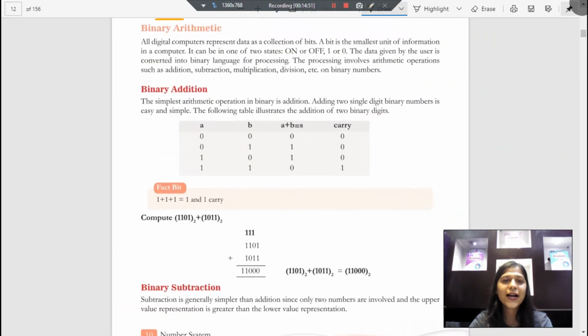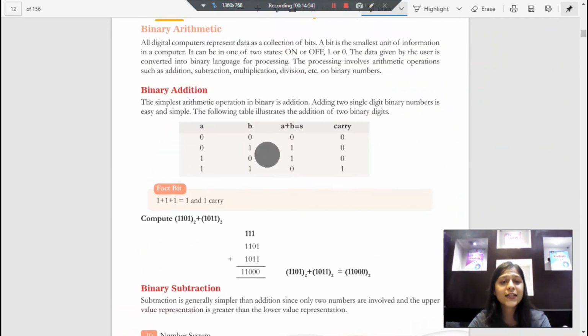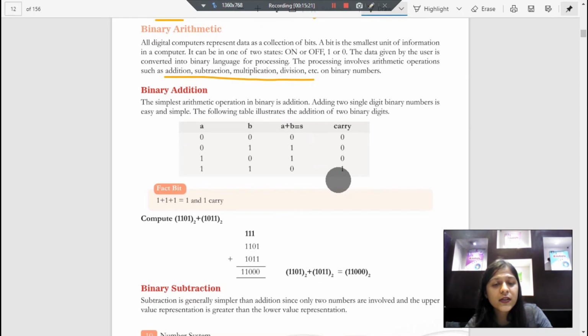Now let's do binary arithmetic, which means addition, subtraction and multiplication. All digital computers represent data as a collection of bits. A bit is the smallest unit of information in the computer. It can be in one of two states, on or off, 1 or 0. The data given by the user is converted into binary language for processing. We can perform all these arithmetic operations such as addition, subtraction, multiplication and division on binary numbers. Now let's begin to see the rules on how we can add, multiply, divide and subtract binary numbers.